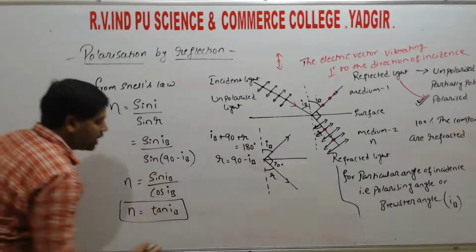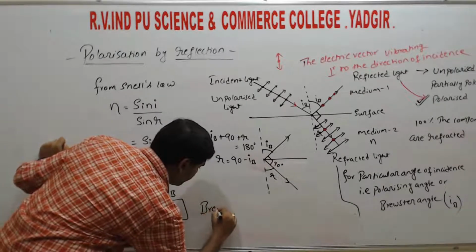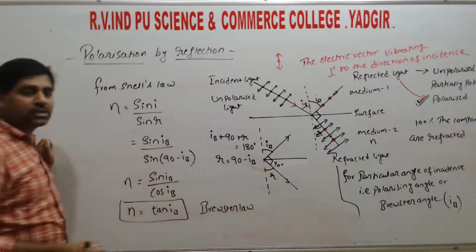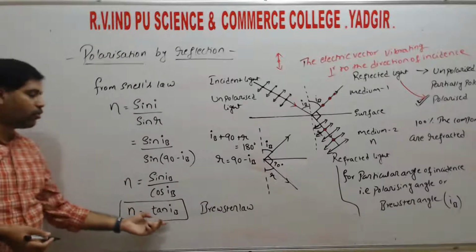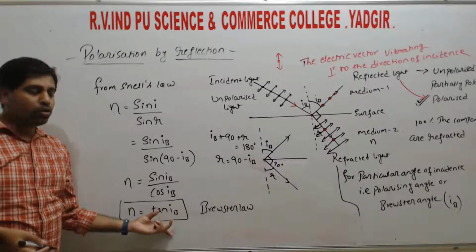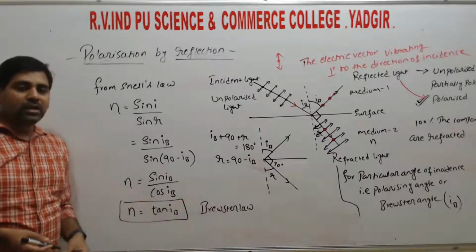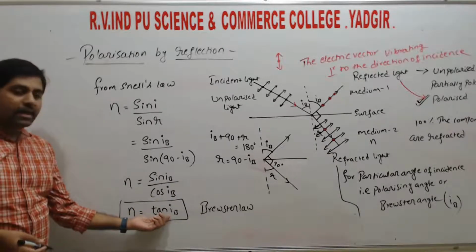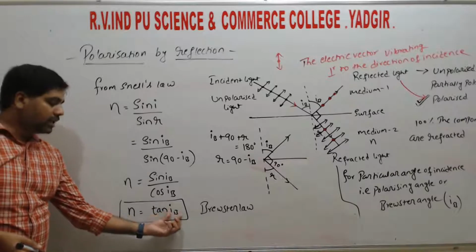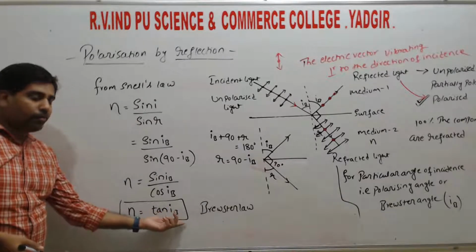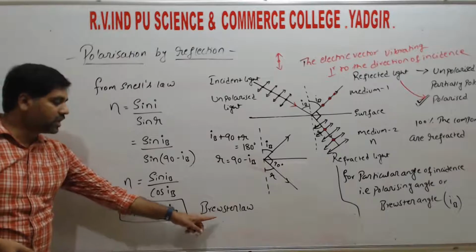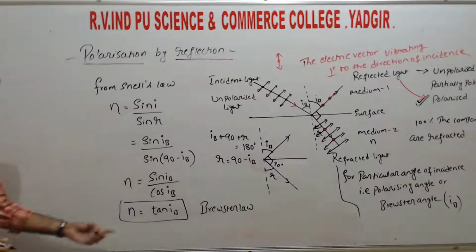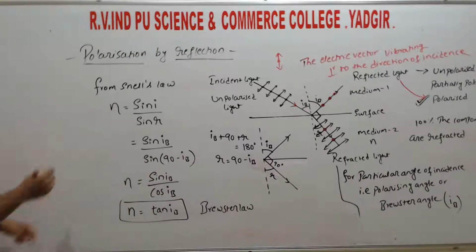So this one we call Brewster's law. This one is very important for 3 marks or 2 marks. So what is Brewster's law? The refractive index of the medium is equal to the tan of the polarizing angle or Brewster's angle. So this is the statement of Brewster's law. So what is Brewster's law? The refractive index. So n represents what?